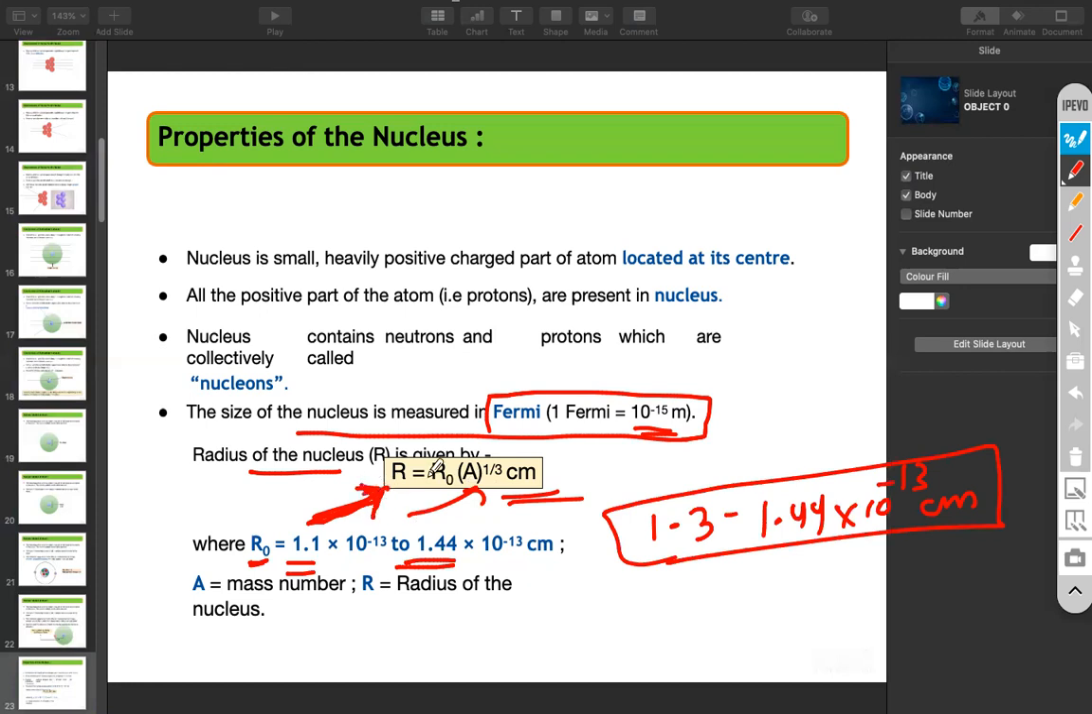R is the radius of any nucleus. A is the mass number of the nucleus. Mass number I explained in the last class. It is nothing but neutron plus proton. Got it? Yes or no? Yes, sir.